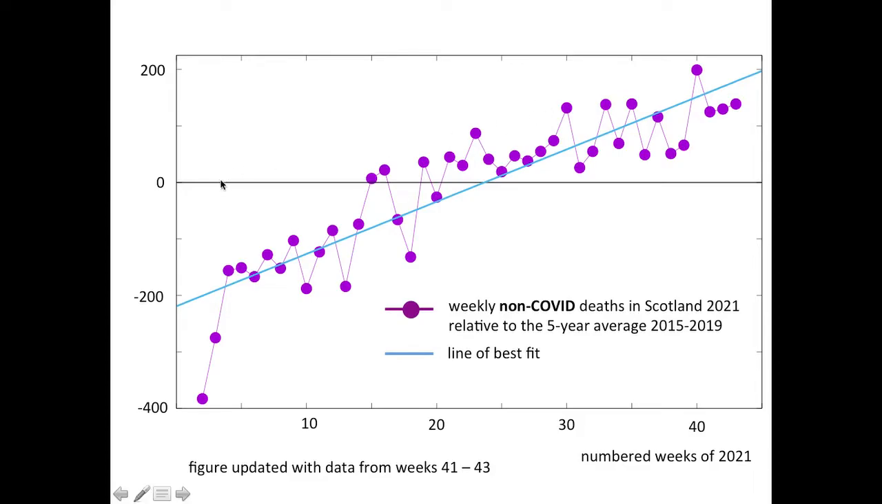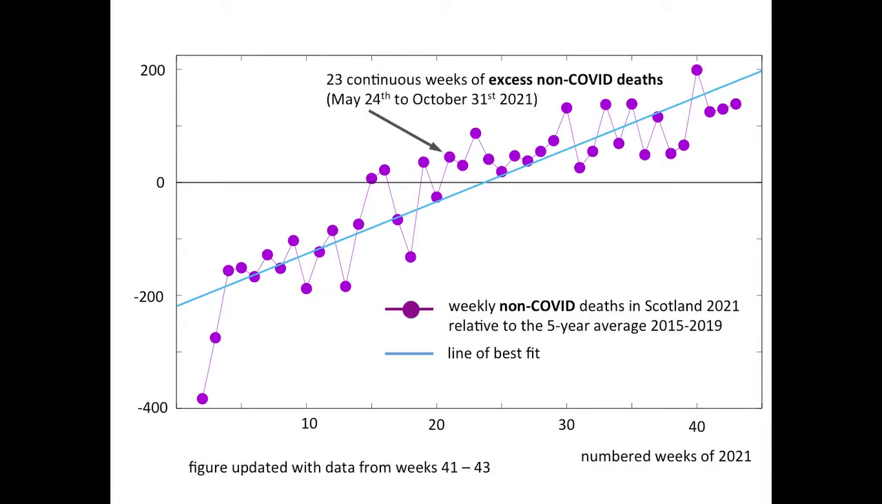Therefore, it's quite natural that we should see this curve below zero at the beginning of the year, but it's very troubling that it has been increasing through the year quite steadily. Even more so since week 21, which was late May, and for every week since, 23 weeks up to the end of October, the non-COVID deaths have been in excess. That means they've been above the 5-year average for every single week. And this actually is what prompted me to make these videos, because I do find this trend a concern.